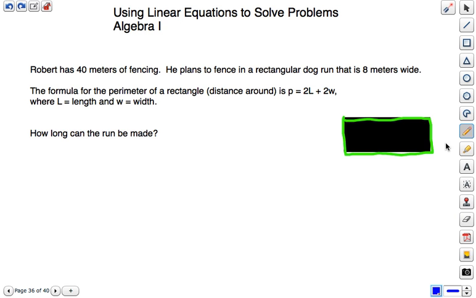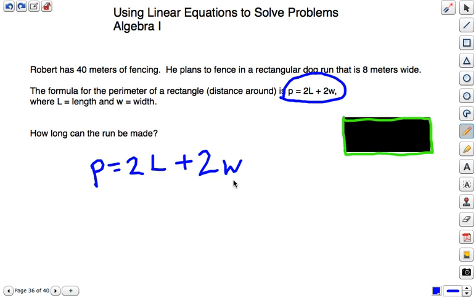So how can we find that? We want to find out how long the run can be made. So we know that the width is 8 meters. We know that piece. We need to find the length now. So let's go ahead and use this formula for the perimeter to find that. So we know that P equals 2 times the length plus 2 times the width.